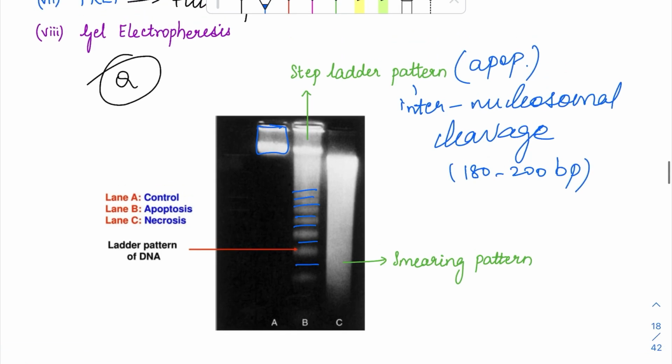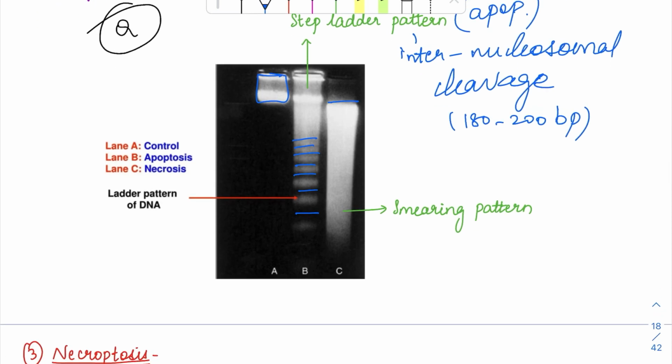But remember, this step ladder pattern is not specific for apoptosis. It can be seen in necrosis as well, because of internucleosomal cleavage, which led to the nuclear chromatin condensation. This nuclear chromatin condensation can also be seen in necrosis, right? So the step ladder pattern is not specific for apoptosis; though seen more in apoptosis, it can also be seen in necrosis. The third image looks like a tongue-shaped peripheral smear, right? This kind of smearing pattern is going to be seen in necrosis.